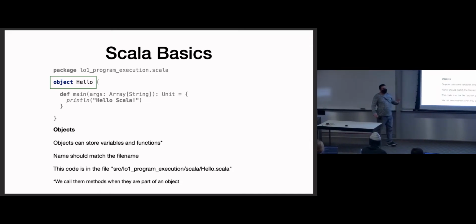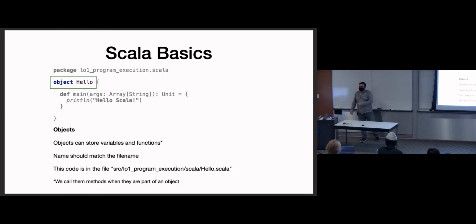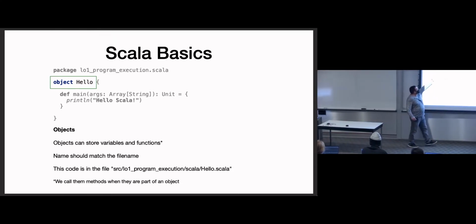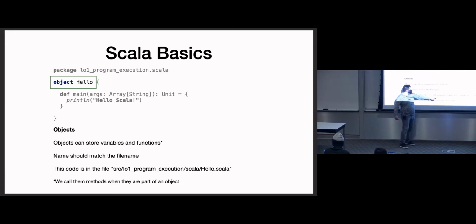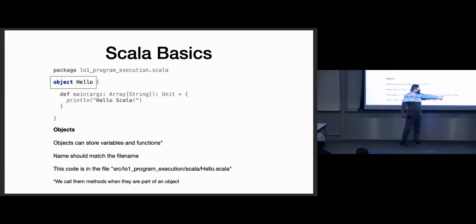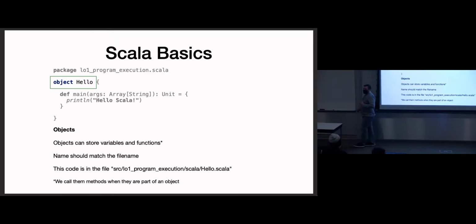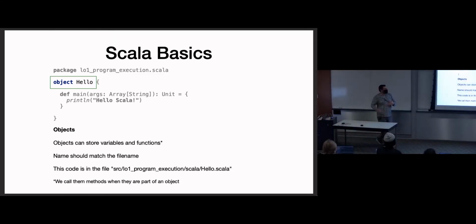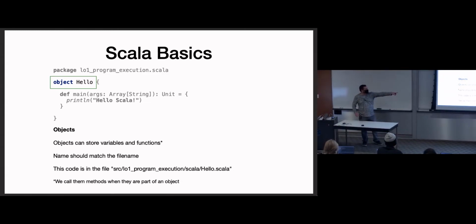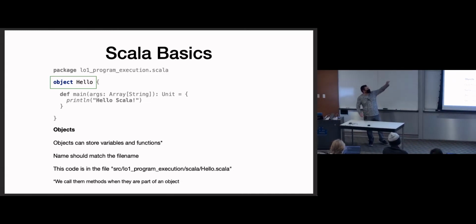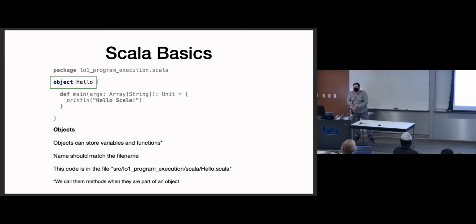And the name of that object should match the name of your file. So if we put the package declaration and the object name together, we have a file in src LO1 program execution Scala in this directory named hello.scala. And vice versa. If you're in a directory structure and you find a file called hello Scala in that directory, when you open that, you should expect the package declaration and object name to match that directory structure and file name that you have.